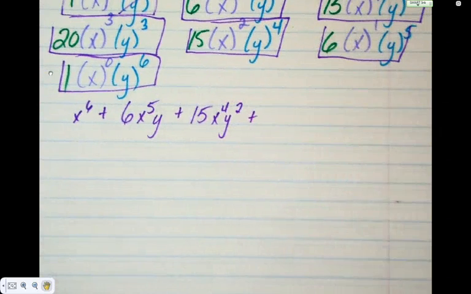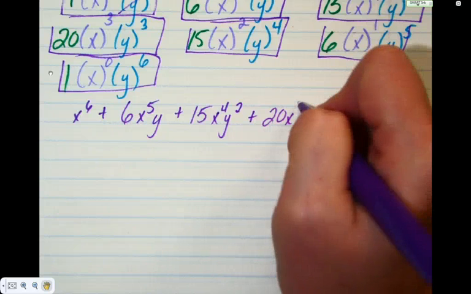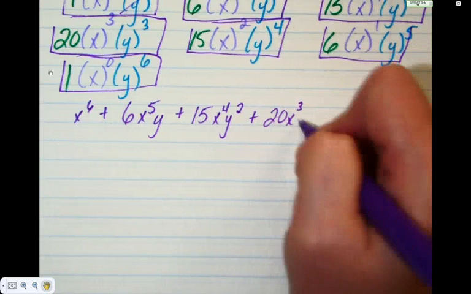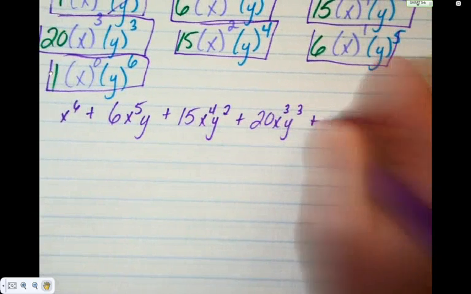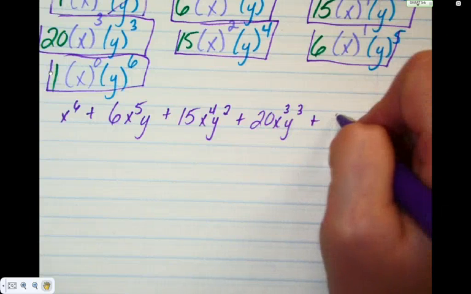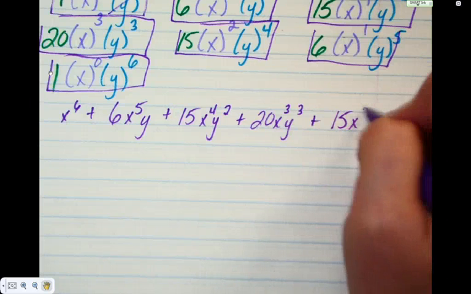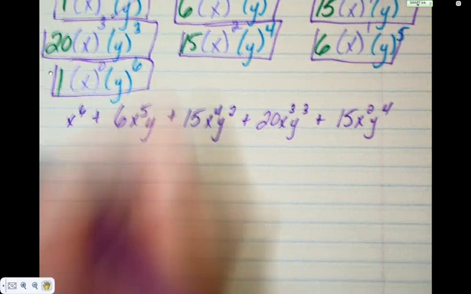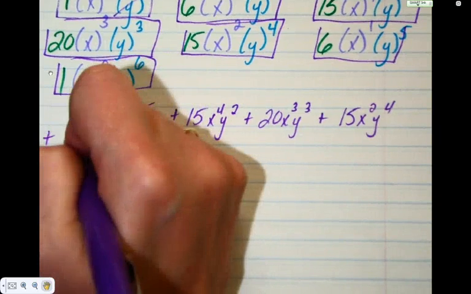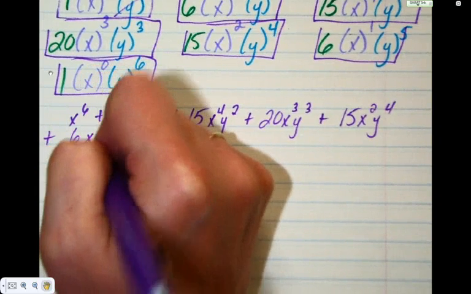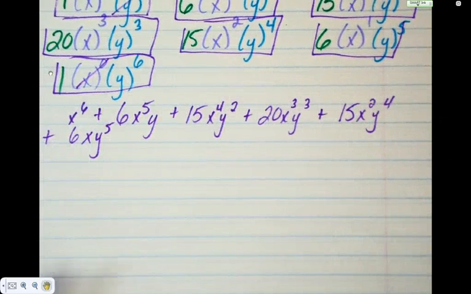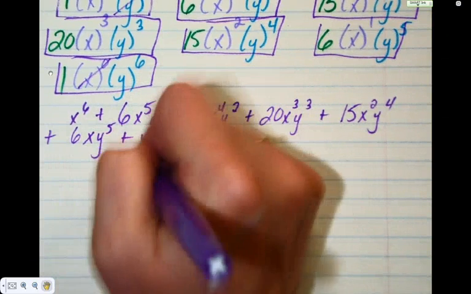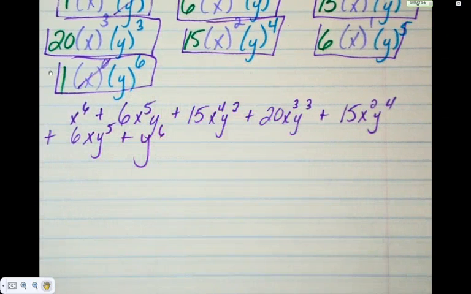The middle term will be 20x cubed, y cubed, plus perfect. We know x to the 0 is 1, so we have 1 times y to the 6 gives us. There's the expansion without actually multiplying.